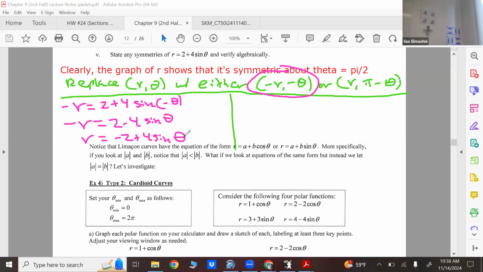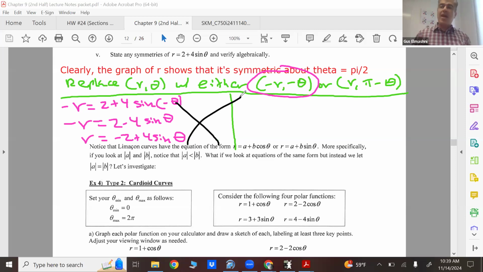Earlier on we saw that if I replace theta with negative theta and I get negative r, that's when there's this kind of symmetry. But the problem is that doesn't happen, right? Replace theta with negative theta, I get negative sine theta. So I get 2 minus 4 sine theta, and that's negative r. That's a different equation. So this failed for us. It didn't work for us. So this is no good.